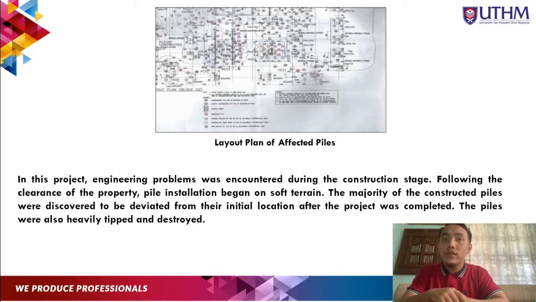In this project, an engineering problem was encountered during the construction stage. Following the clearance of the property, pipe installation began on soft terrain. The majority of the constructed pipes were discovered to be deviated from their initial location after the project was complete. The pipes were also heavily tilted and destroyed.